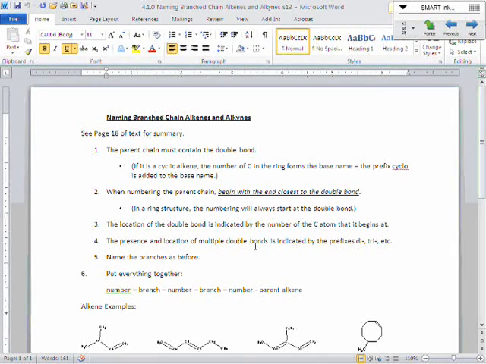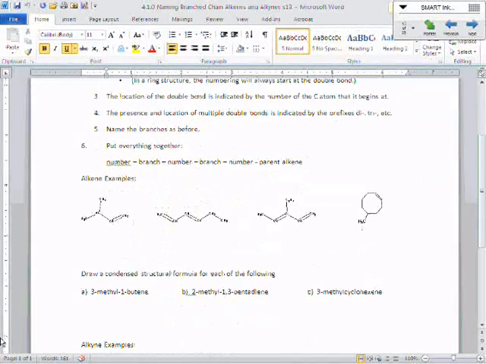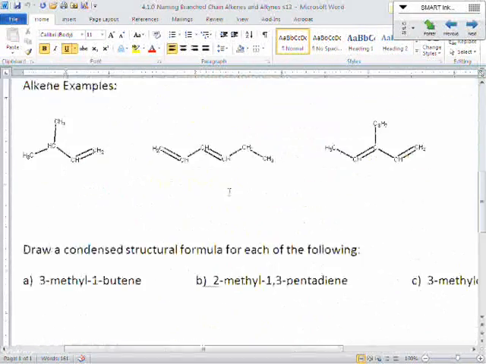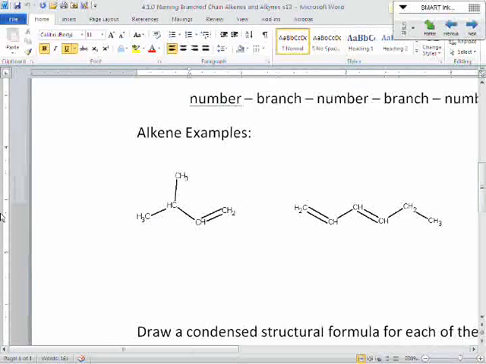And then if we have multiple double bonds, we can have dienes and trienes, all right? And we'll do some examples. Name the branches as before, put everything together, and away you go, all right? So let's zoom in here. I know I made these pretty small. My next handouts, I don't have them quite as small, but I think you can see them okay, can't you? Can we see them okay? All right, so let's slide this thing over here.